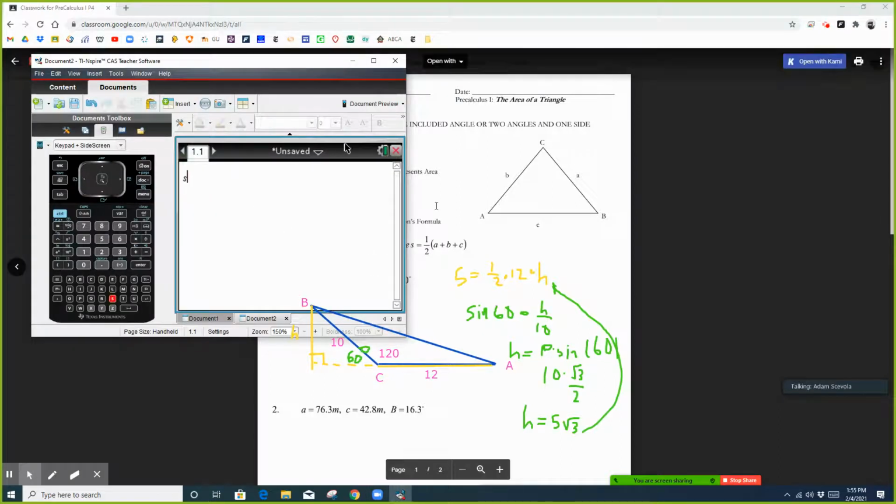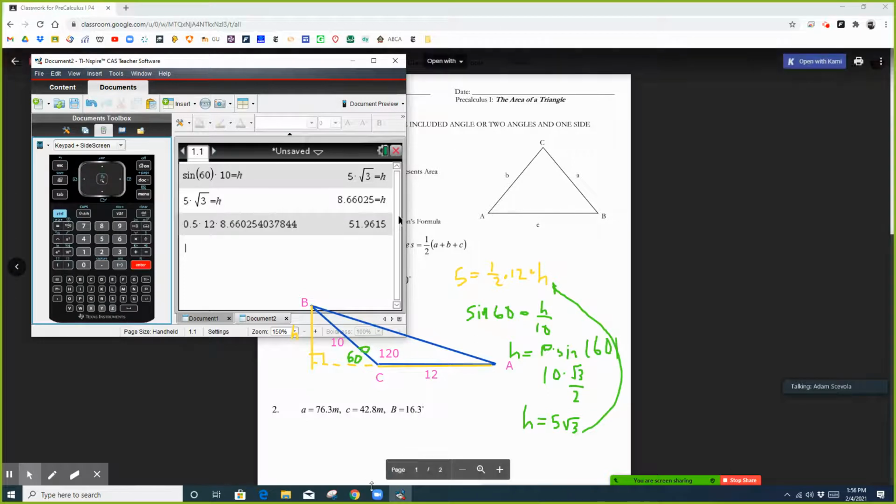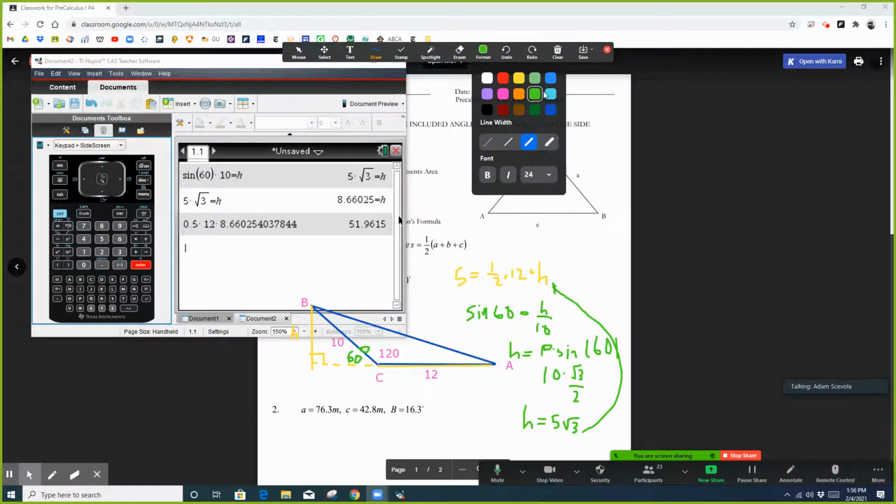All right, and remember, to find the height, we just did the sine of 60 was equal to h over 10. And then if we solve that by multiplying both sides by 10, we get the height is 5 root 3, which if you want to put this as a decimal, you get 8.66, whatever. So the area is going to be 1/2 or 0.5 times the base, which was 12, times the height, which was that. And we get that the area would be around 51.96 square units. So if you want to just round that up to 52.0, you can do that.